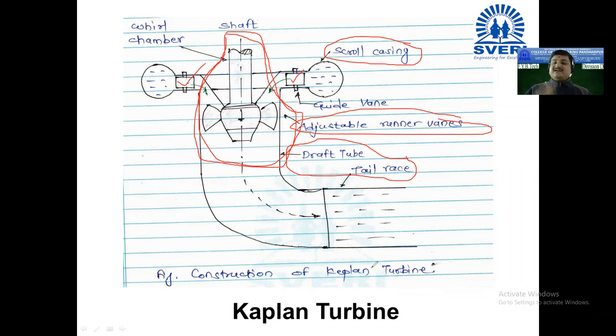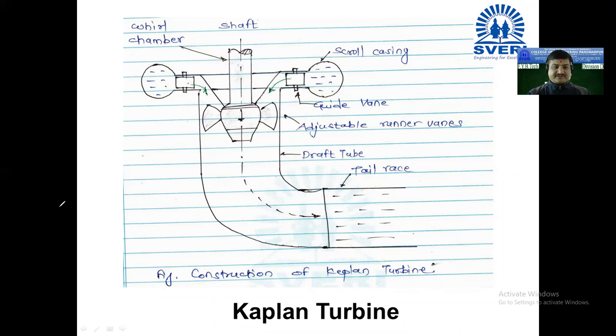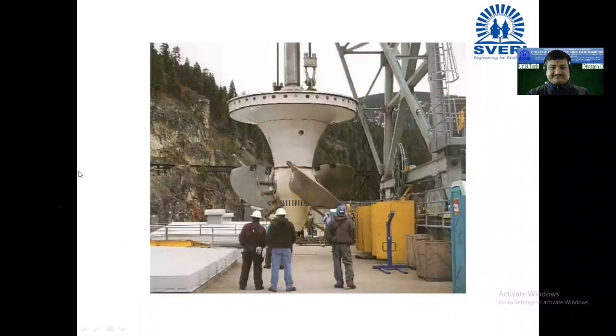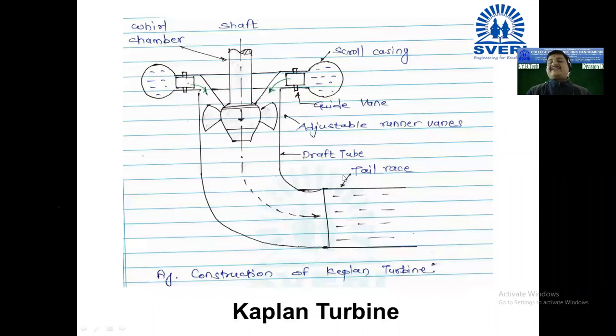Yes, absolutely. Runners are in moving condition and here the runners are adjustable runners. Now I want to once again show you the previous diagram, and there we can see where the runner is. These are adjustable runners. What do we call them? Adjustable runners.